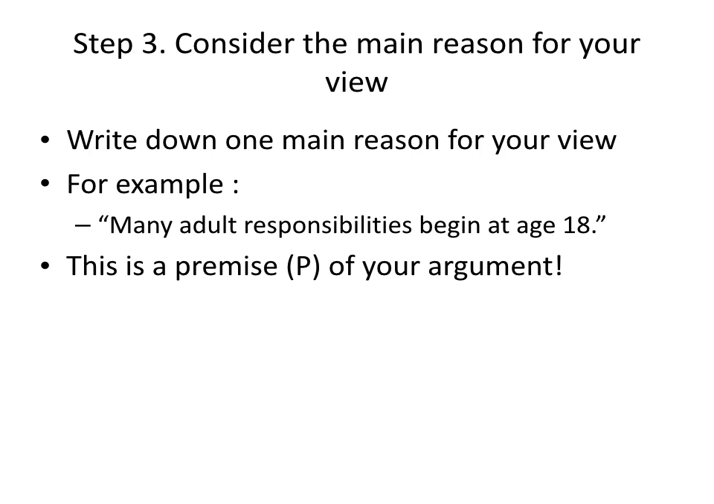Next, I want to work on getting premises that support my conclusion, and I want you to start with the simple step of just considering your one main reason for this view. So, for example, if I think that the drinking age should be lowered to 18, and I think about my reason, well, why? Why do I think the drinking age should be lowered to 18? Perhaps my reason is many adult responsibilities begin at age 18. Well, great, that's a premise. Write it down. Now I have one premise for my argument and I have the conclusion.